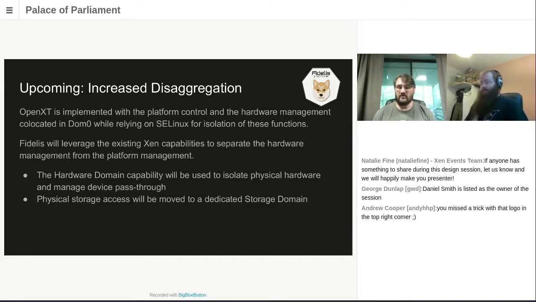So most of that will be achieved just using existing Xen capabilities, such as the hardware domain to be able to isolate the physical hardware and manage the device pass-through. And we'll also be bringing physical storage isolation to keep tighter controls over the storage within the platform.